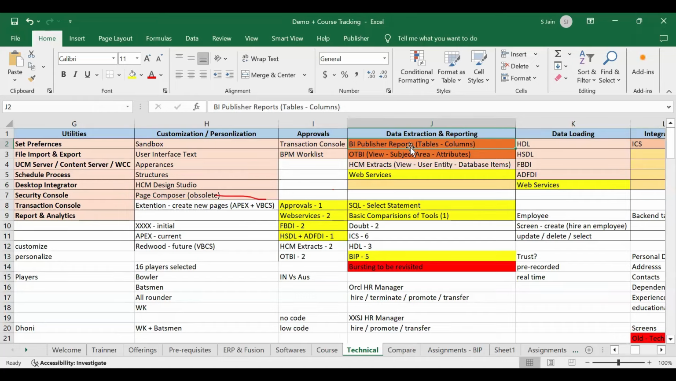Or suppose your CHO or your CHRO wants: give me the list of employees who have been terminated in the last three months. Give me the list of employees who have been hired on grade A and above in the last one month. So guys, that bulk data has to be extracted and shared with the management. Why are we extracting the data? For effective decision making, for sharing the data across different applications, for integration purposes.